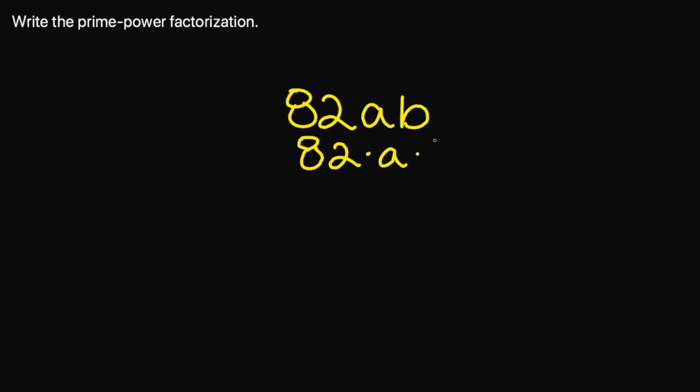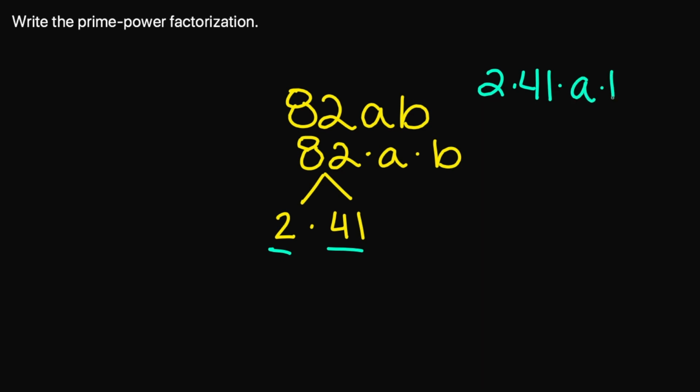Let's try 82ab. I can separate my 82 times a times b. My 82 can be factored into 2 times 41. Okay, and I am now left with prime numbers. So your prime power factorization is going to be 2 times 41 times a times b. And this is your final answer.